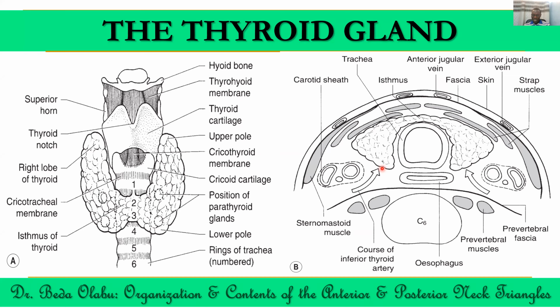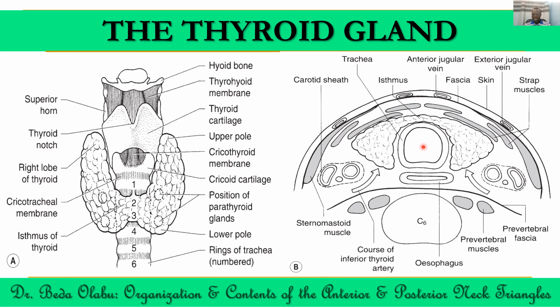Then you'll have the relations of the medial surface, and the relations of the medial surface are best classified in terms of the rule of twos. Two tubes. One of the tubes is the trachea below and the larynx above. That is one tube, but two structures we mentioned. The second tube is the esophagus on the lower side and the pharynx on the upper part. That's the second tube, but again, we've mentioned two things there.